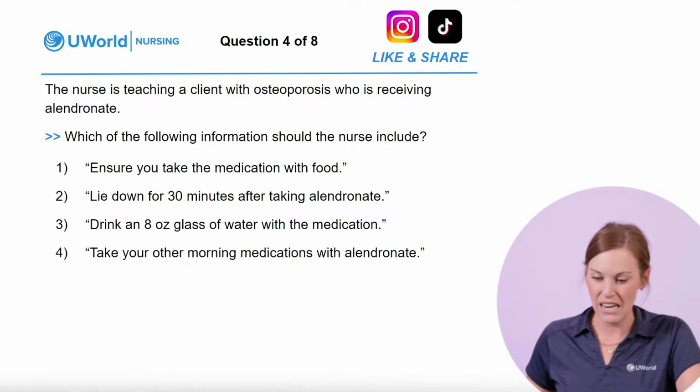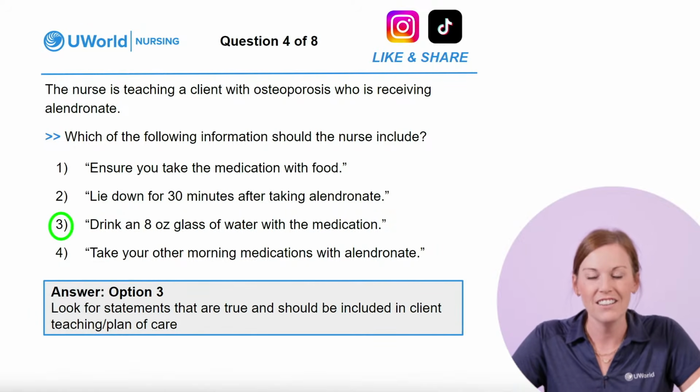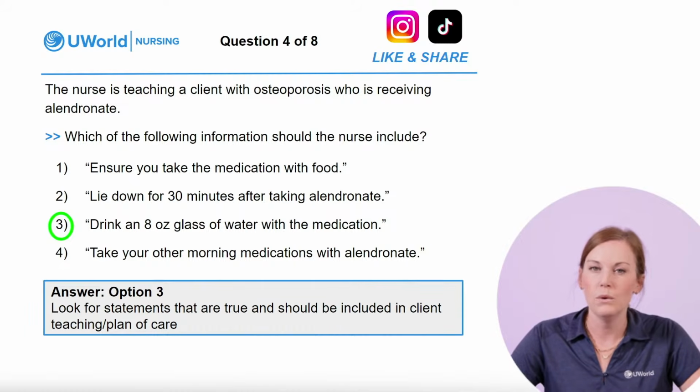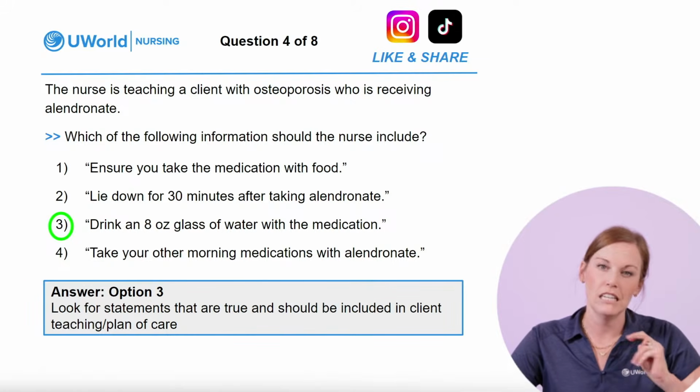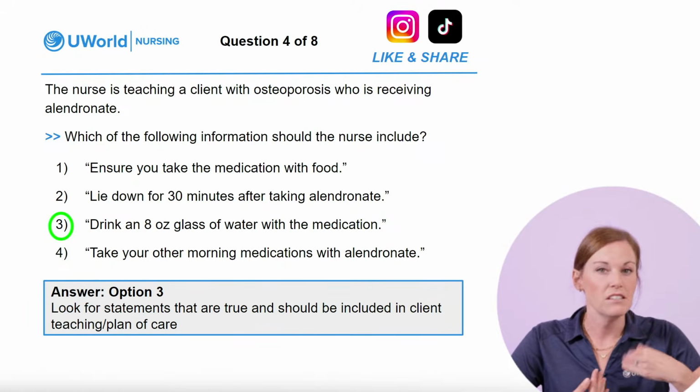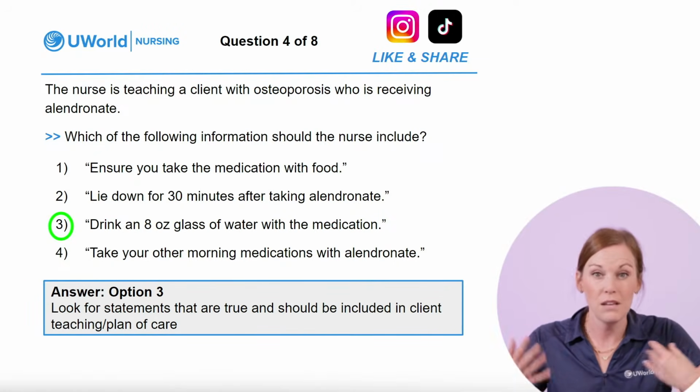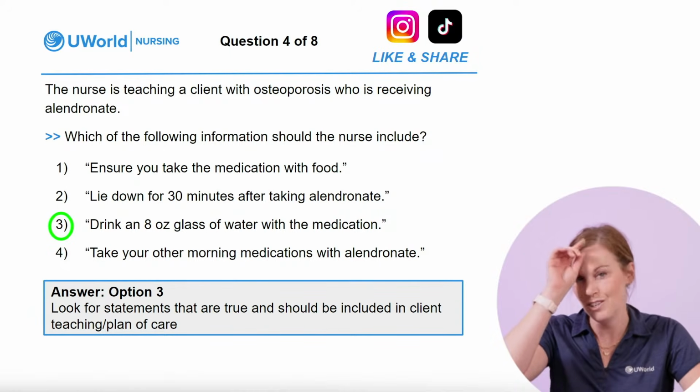All right. Okay, let's see what we got. Good answers, everybody. Our correct answer on this one is going to be option 3. So again, when we see which of the following information should the nurse include, we are looking for the correct option, something we would want this client to know, something we should do as a nurse, or something the client should do themselves.